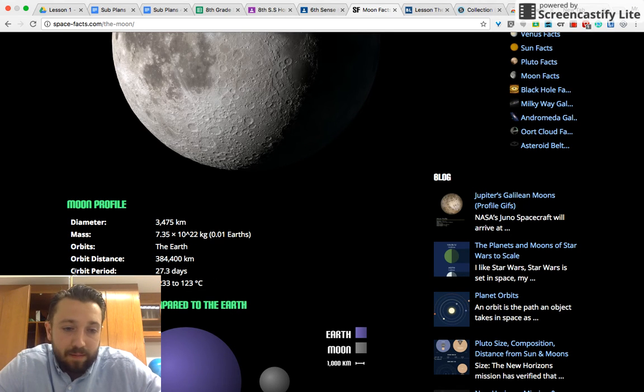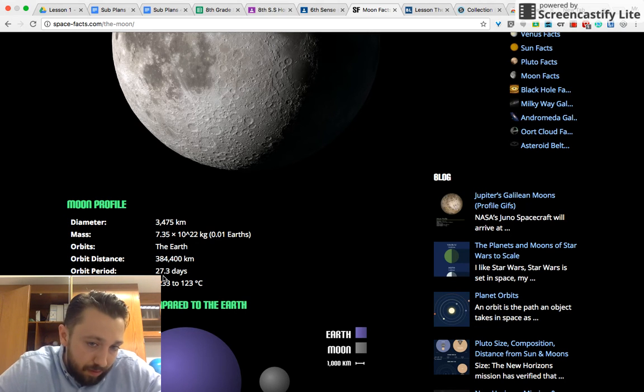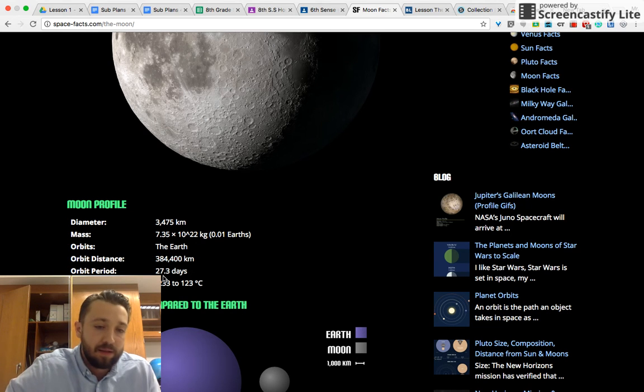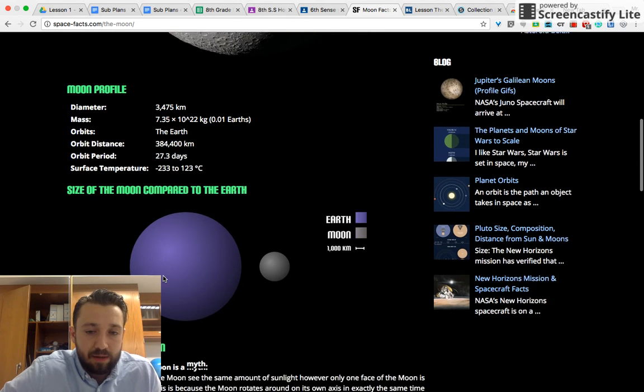Again, here's the word orbit. How fast does it go around something, or revolve? It takes about a month. This exact number you probably should know is 27.3 days. 27.3 days. All right, so here's a comparison chart again.